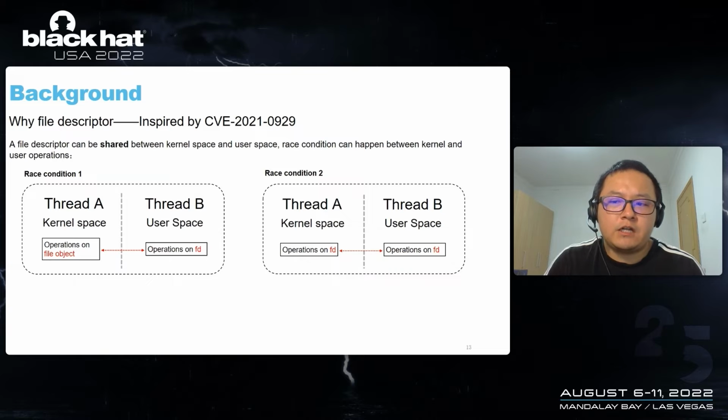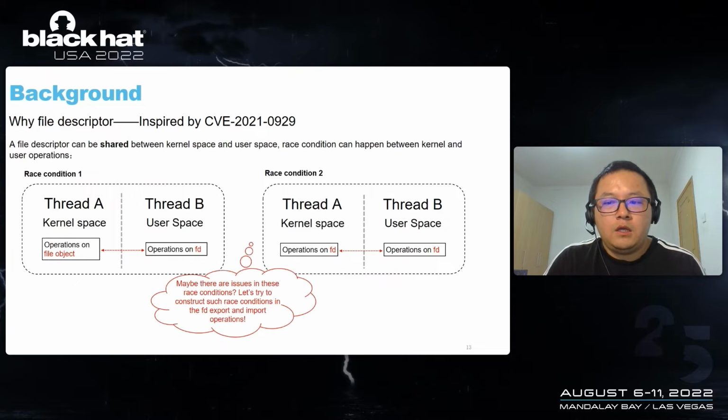Race condition 1 is like thread A is operating the file object in kernel space, while thread B is operating the FD in user space. And race condition 2 is like thread A is operating the FD in kernel space, while thread B is also operating the FD in user space. And I started to think that maybe there are more issues in these race conditions, and I should try to construct such race conditions in the FD export and import operations.